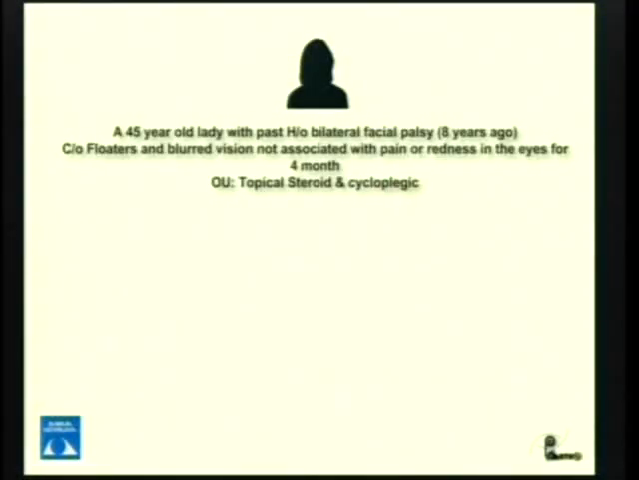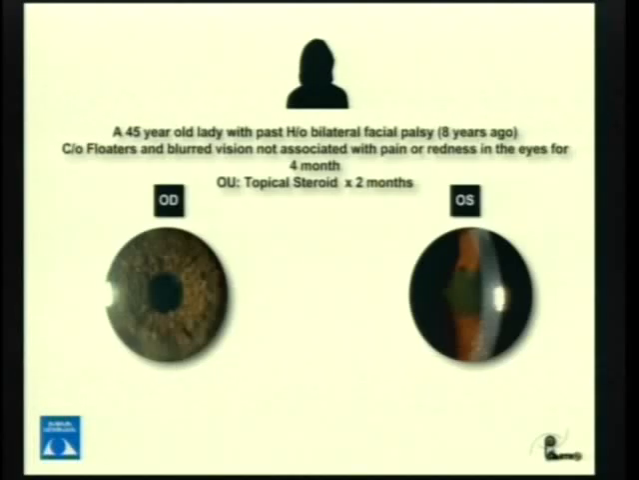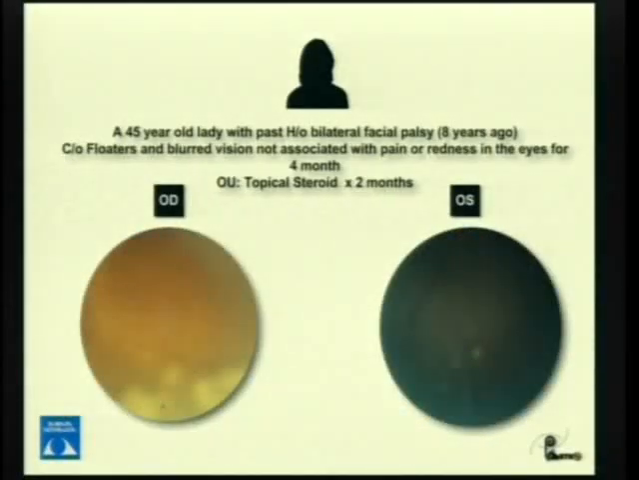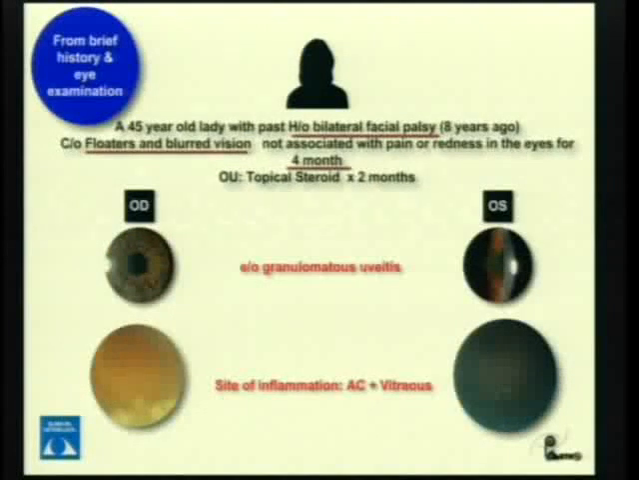This is one of my favorite questions. This is a patient, a 45-year-old lady, who has presented with past history of bilateral facial palsy for 8 years. She is complaining of floaters for 4 months, and she is on topical steroid and cycloplegic. The slit lamp examination showed the presence of iris nodule and the mutton fat KPs. And the fundus examination showed pars plana exudate. So what laboratory test will you advise?